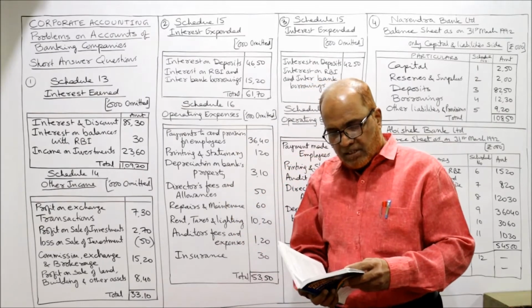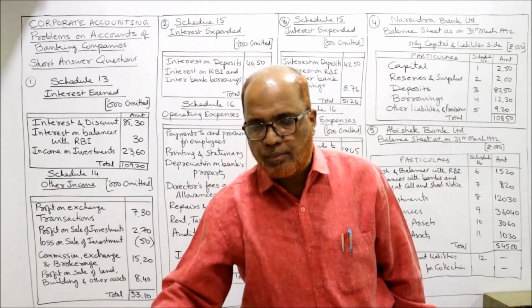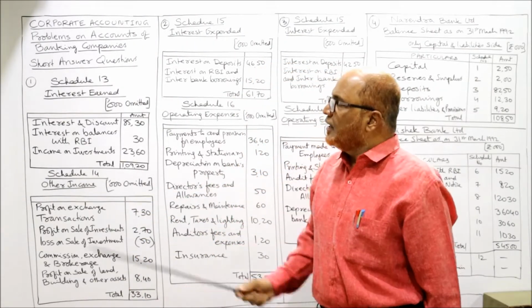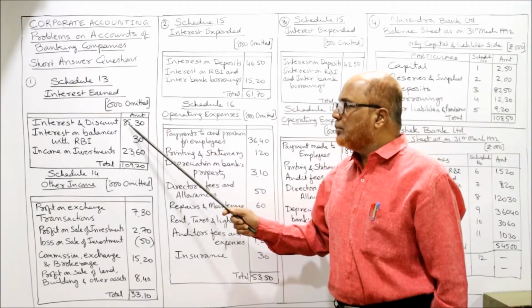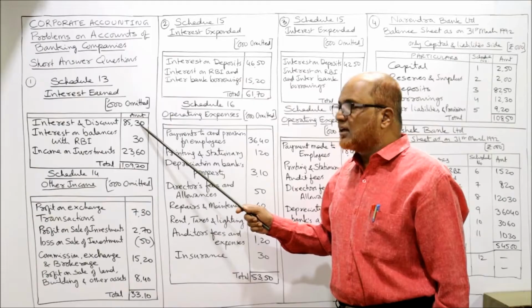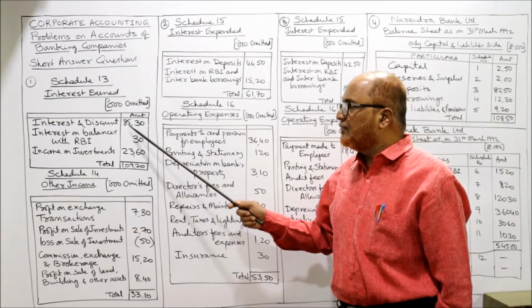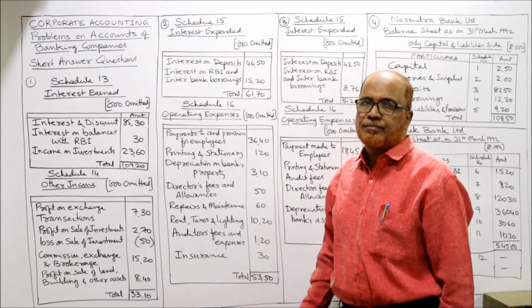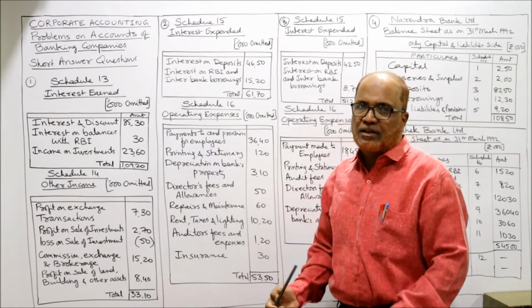Right? First, interest and discount. This will be taken under schedule number 13. Interest and discount 85,30. What do you mean by 85,30? 3 zeros are omitted here. So 85 lakh 30,000 it means. 85,30 का मतलब होता है 85 lakh 30,000. Right? So we have removed 3 zeros. So we are writing 85,30.